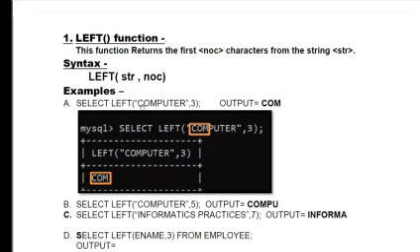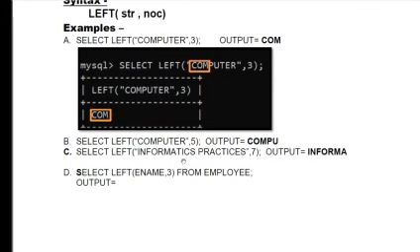So here we don't need to specify the position, as it reads from the left hand side. So the first 3 letters from the data, that is COM. You can see the output in MySQL also. Now another example, select left computer 5. It will read 5 letters from the left hand side, that is COMPU.